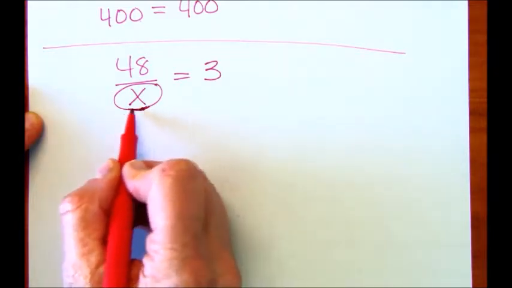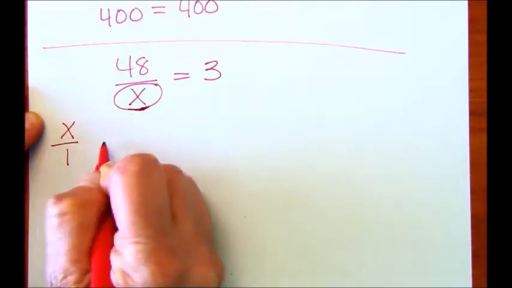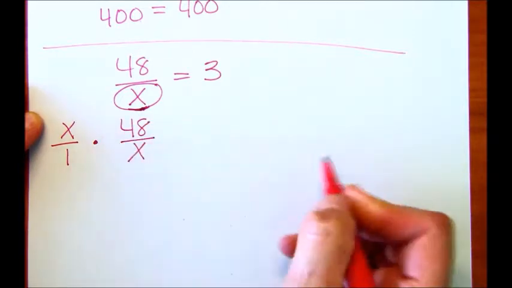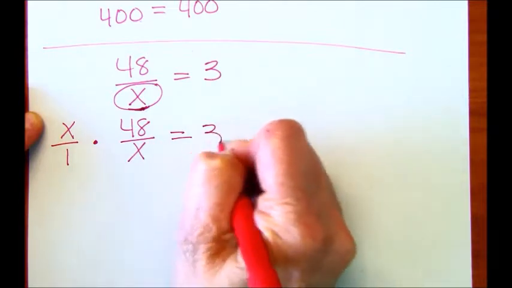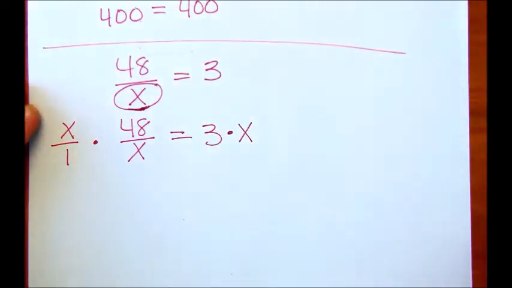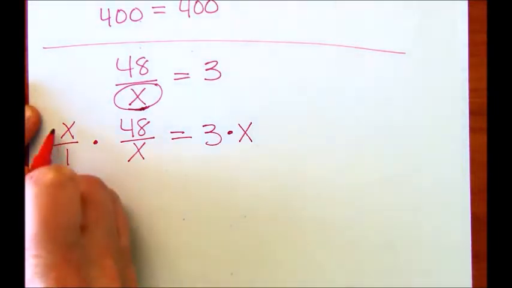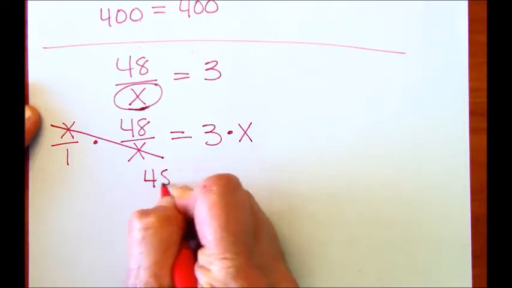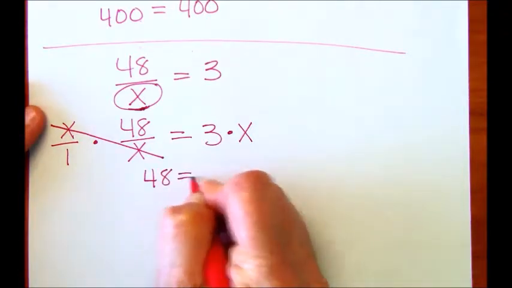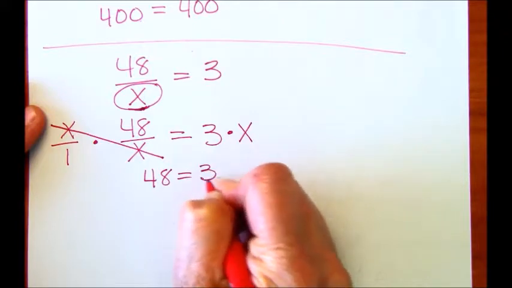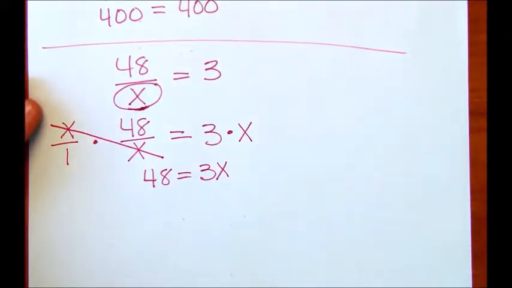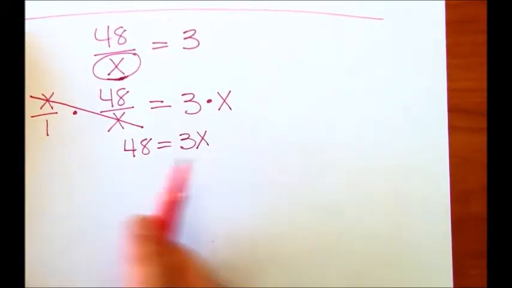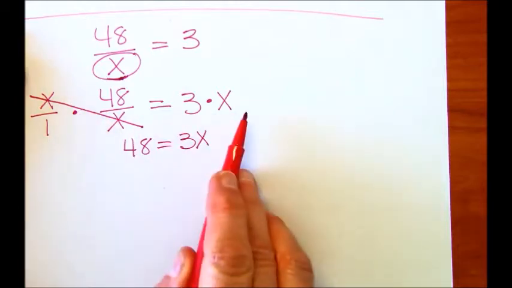So I'm going to go ahead and rewrite that. We have x over 1 times 48 over x equals 3 times x. Now these x's can cancel, and we're left with 48 over 1, or just 48. Now we have 48 equals 3x, or 3 times x. Notice we don't have the value of x. In fact, we moved the x from the left side to the right side.